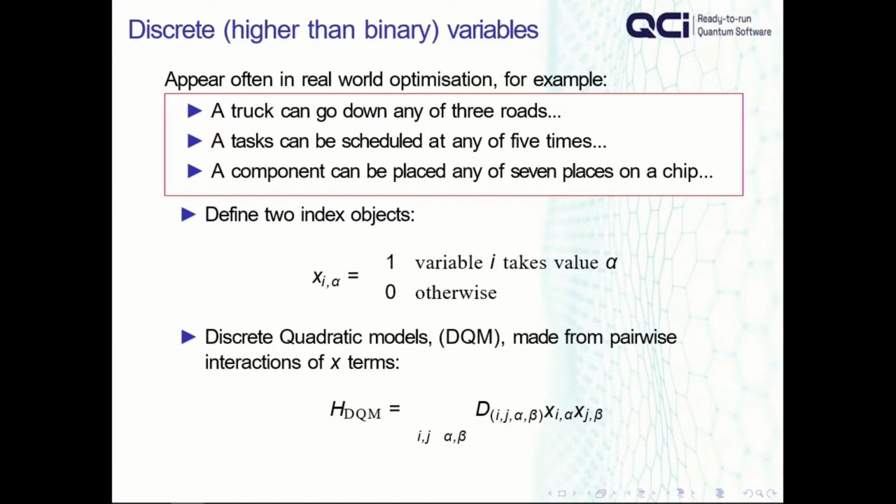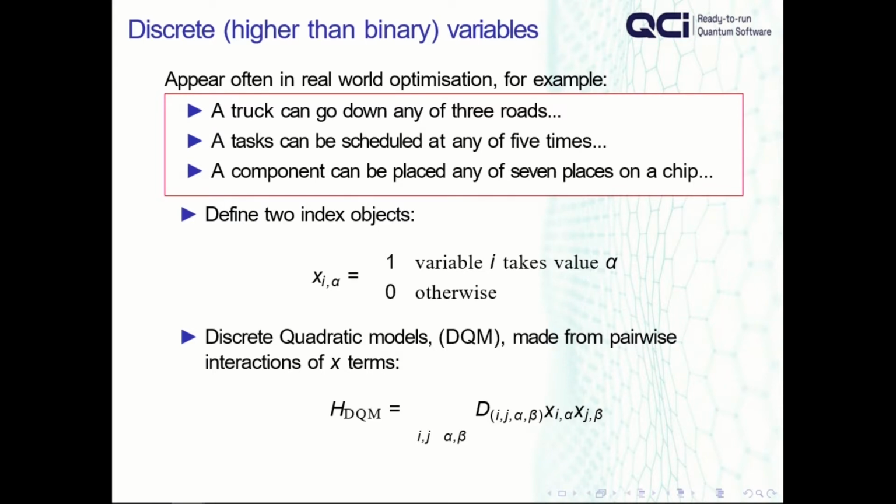Think of a real optimization problem. If a truck can go down any of 3 roads, a task can be scheduled at any of 5 times, a component can be placed any of 7 places on a chip, etc., etc. So this is something that you might run into very naturally in the real world. This isn't some abstract mathematical construction, but it can be really important to have to deal with.